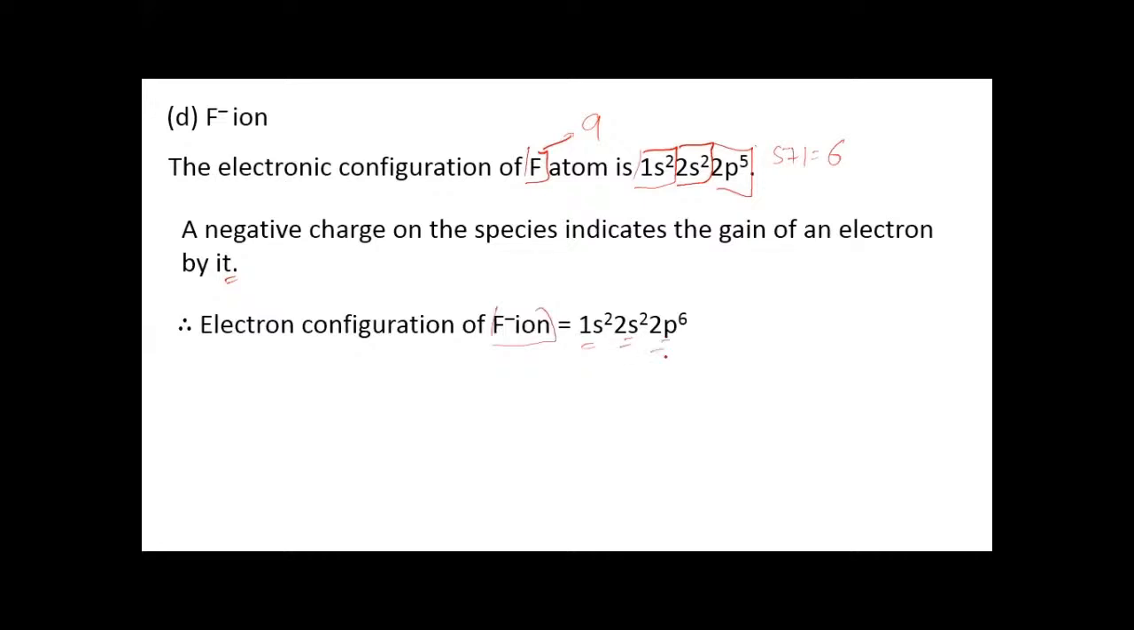If a cation is present, we have to subtract the number of electrons equal to the positive charge on the cation. If an anion is present, we have to add an equal number of electrons as the charge present on the anion.